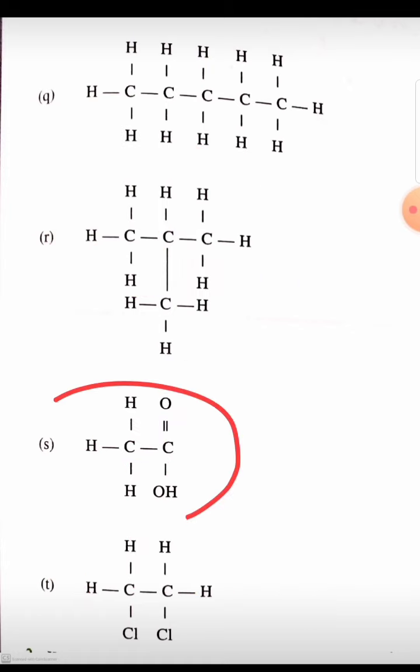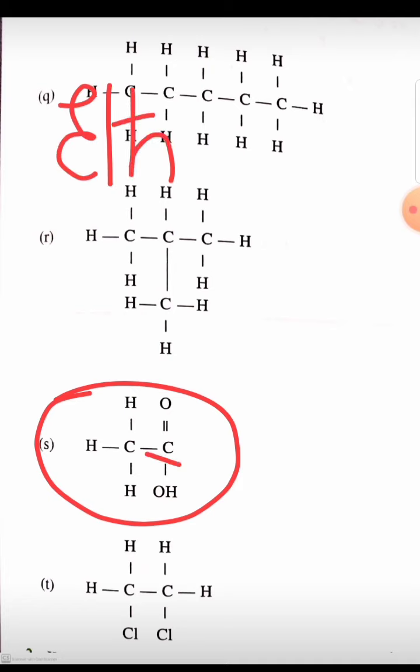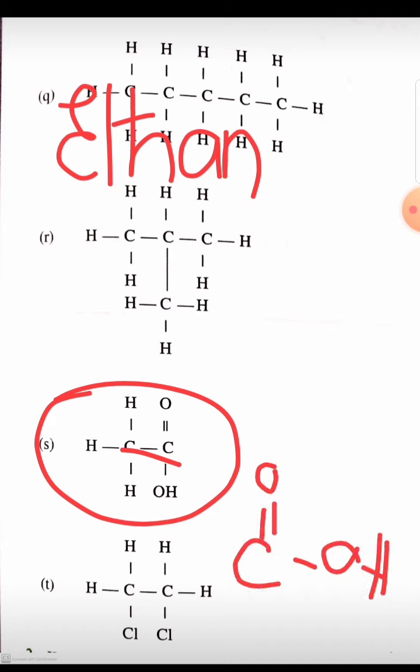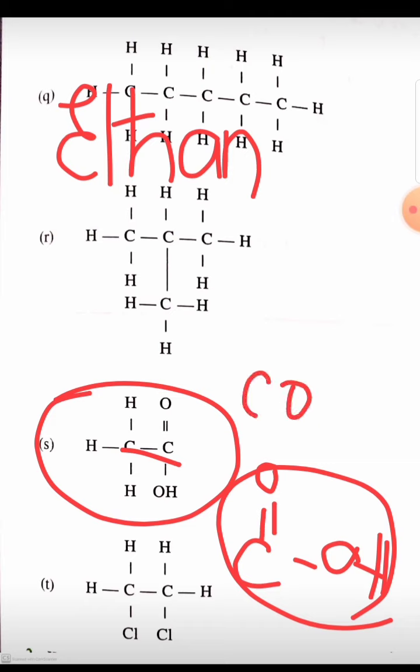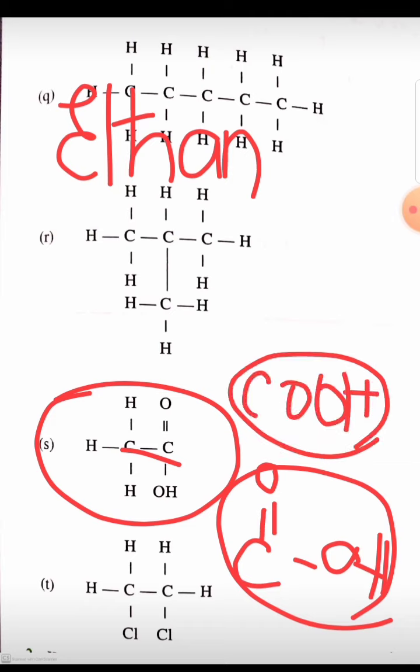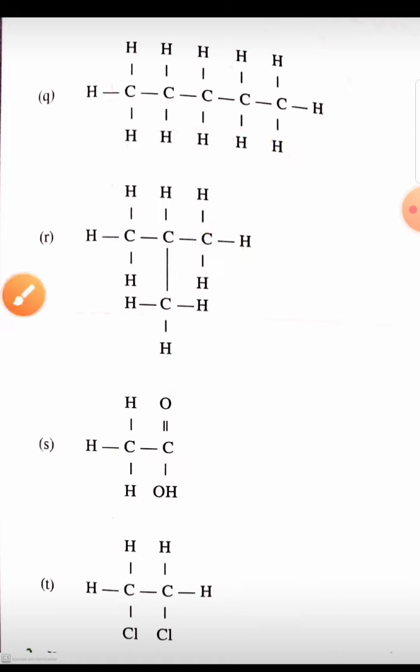The next question: a total of 2 carbon atoms are there, the root word is eth, carbon-carbon single bond, ane, and very important, you can find here C double bond OH, the carboxyl group, or COOH group. If a COOH group is there, the name is going to end with oic acid, so it will be ethanoic acid. The right answer for this question is ethanoic acid.